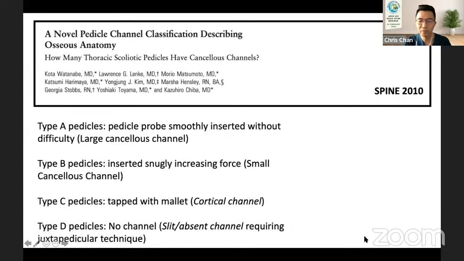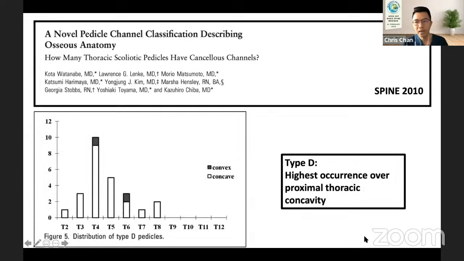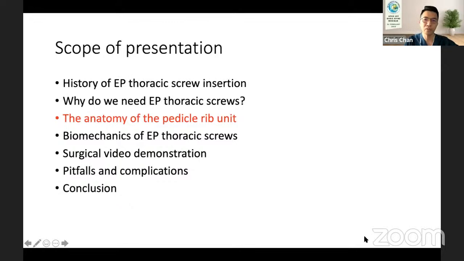In his study, type C has the highest occurrence over the main thoracic concavity, as compared to type D, which has the highest occurrence over the proximal thoracic concavity. And there's again a correlation with Cobb angle. Let's understand a bit about the anatomy of the pedicle rib unit.